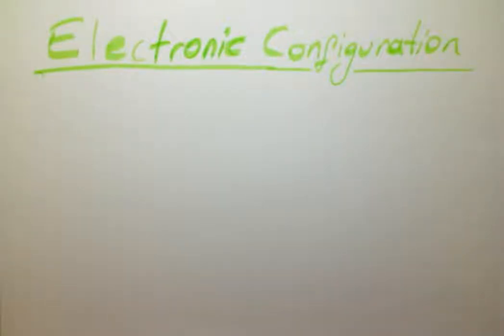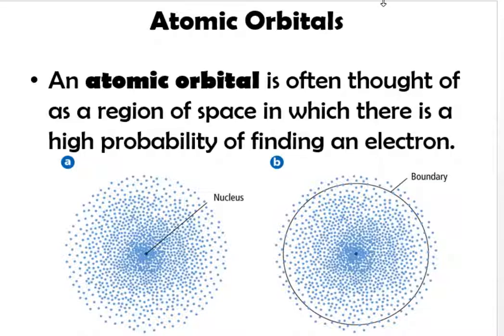Hello everybody, in this video we will see the electronic configuration of elements. To be able to understand the electronic configuration of elements, there is one important term and it is the orbitals. We can also call it atomic orbital.